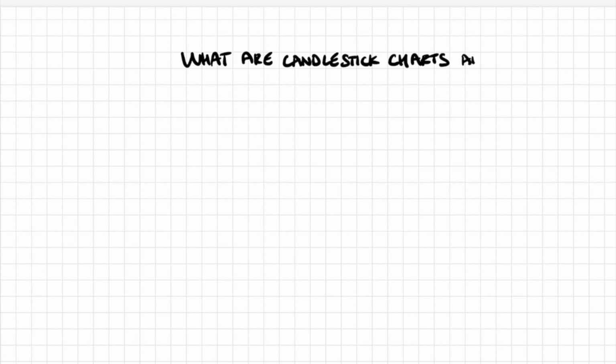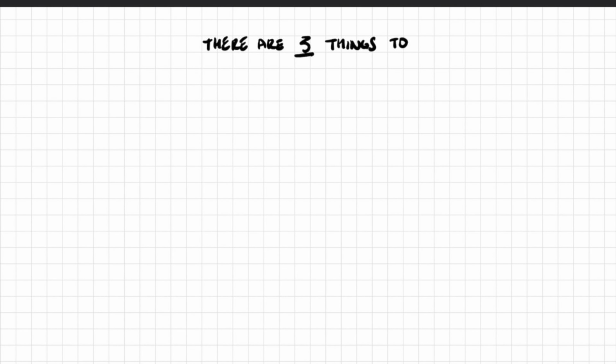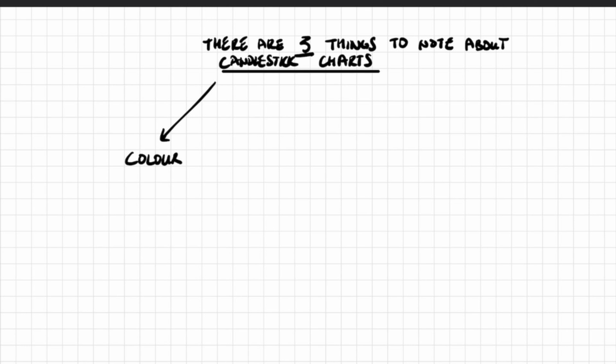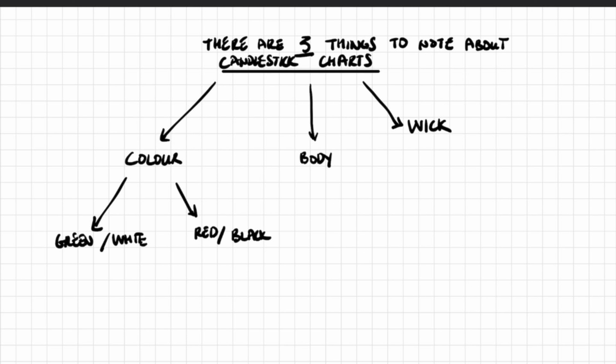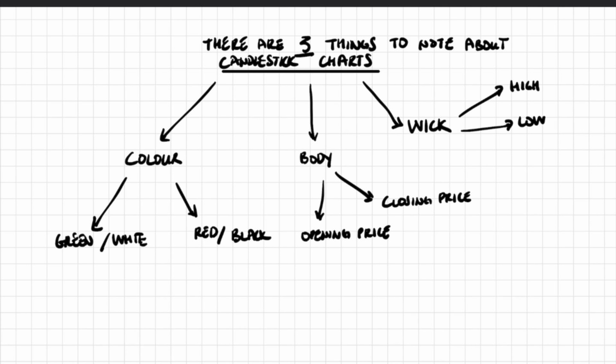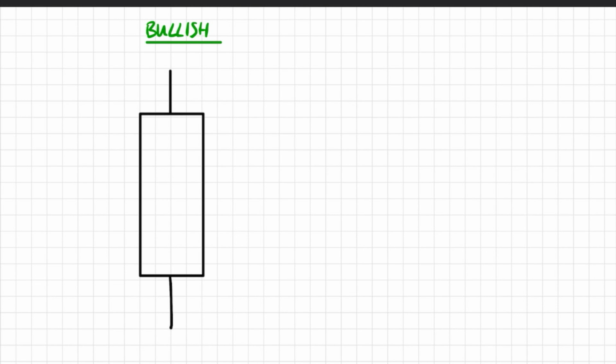What are candlestick charts and what is price action? There are three things to note about candlestick charts: the color, the body, and the wick. Typically, a green or white candle would be bullish and a red or black candle would be bearish. The body consists of the opening price and the closing price, and finally the wick could either be a high wick or low wick.